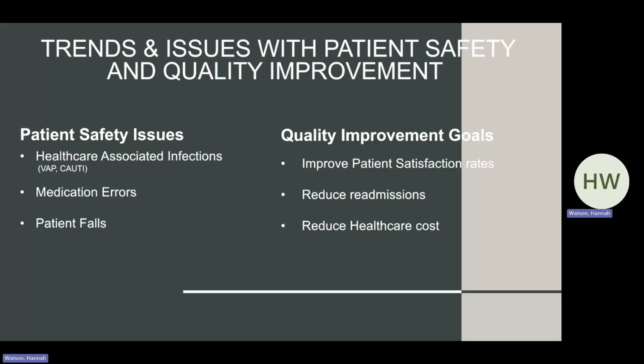There are also trends and issues with patient safety and quality improvement. Some issues with patient safety include healthcare-associated infections. This can be ventilator-associated pneumonia, as well as catheter-associated infections. There's medication errors, as well as patient falls. Some quality improvement goals include improving patient satisfaction rates, reducing readmissions, and reducing healthcare cost.